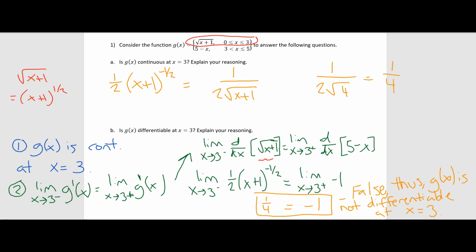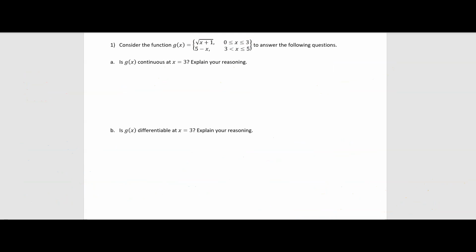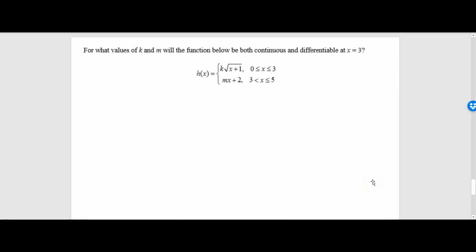Okay, we're going to do one more problem. It is on the next page. So let me clear this. Slightly different type of problem, but still using the definition of continuity. Make this one click bigger. There we go. Okay, so now it says, for what values of k and m will the function be both continuous and differentiable at x equals 3?